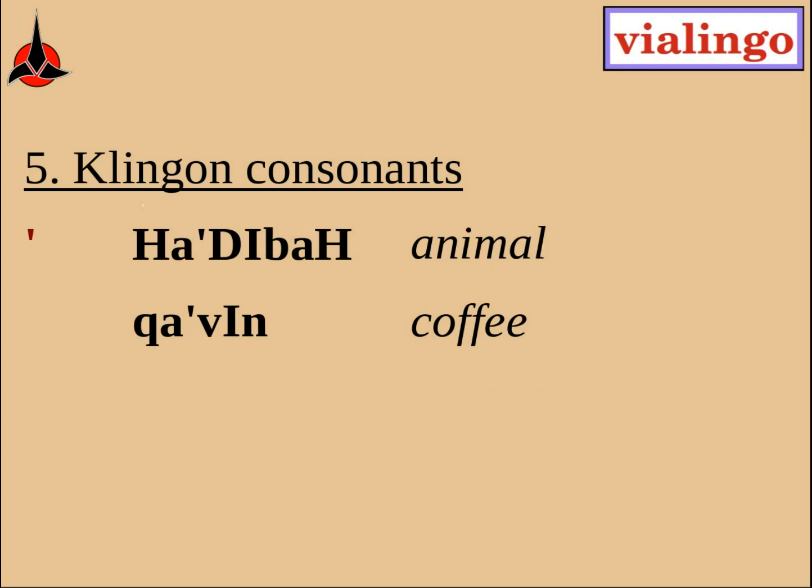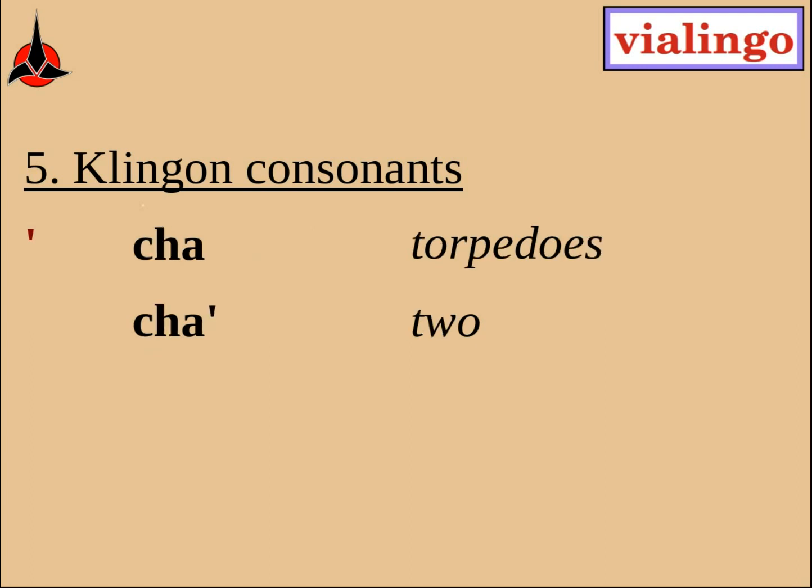The sound written as an apostrophe actually exists in English too. It is the slight gap between sounds in uh-oh. Cha dibach, cha dibach. Ka vin, ka vin. Linguists call this sound a glottal stop. When a Klingon word ends with a glottal stop, it stops abruptly. Compare the pronunciation of these words. Cha, cha, cha, cha.